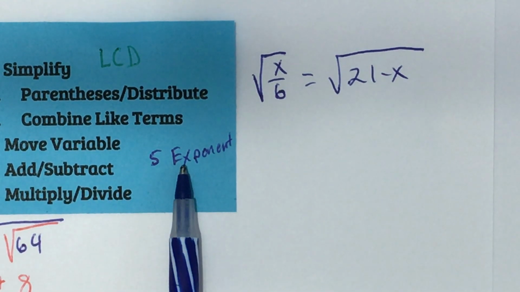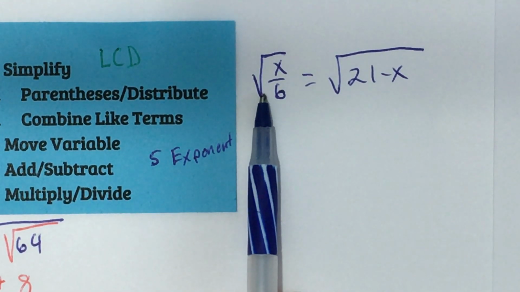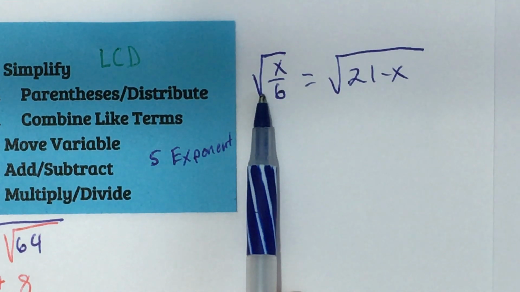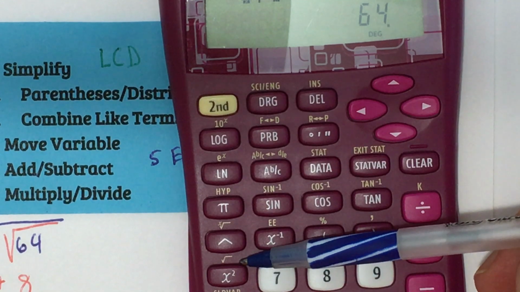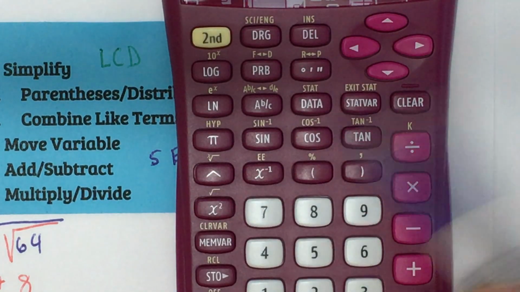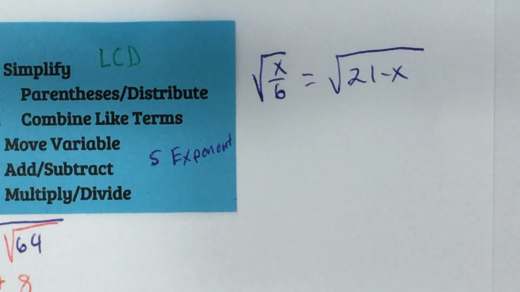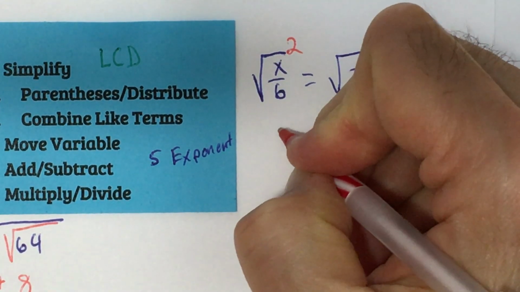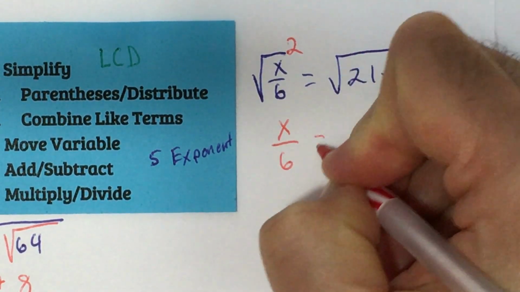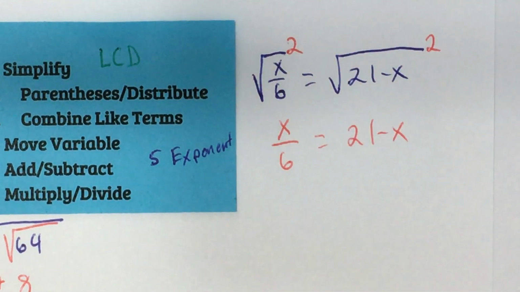It's exponents. A square root is an exponent. So, remember I said that right here. The square root and a square are opposites. So I need a square, both sides. Square, square. I get x over 6 equals 21 minus x. That's a lot easier.